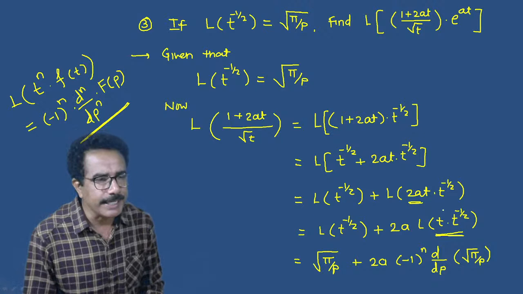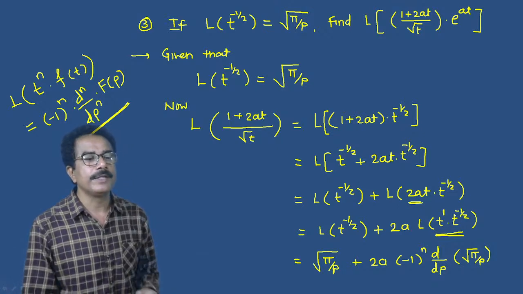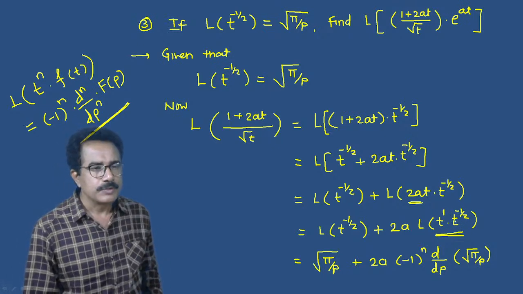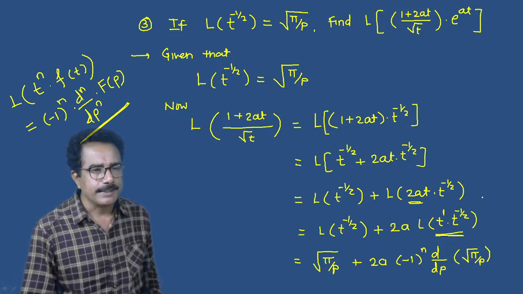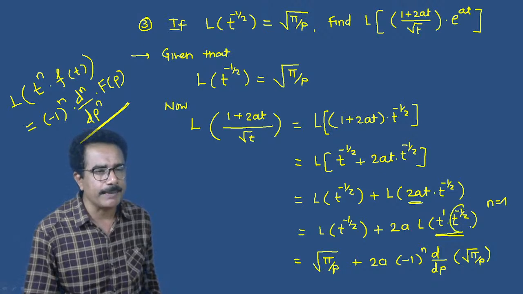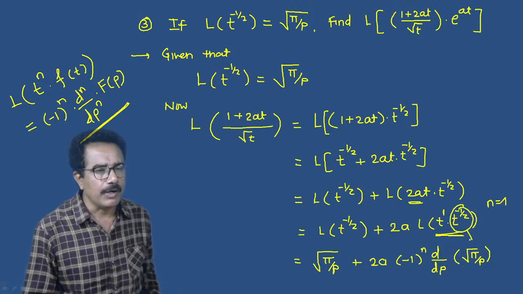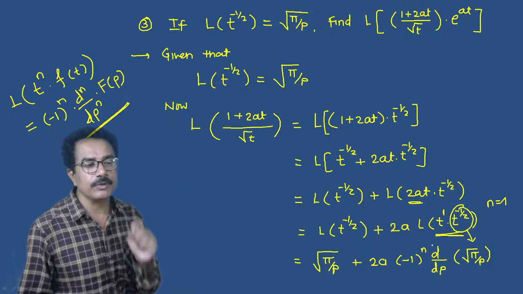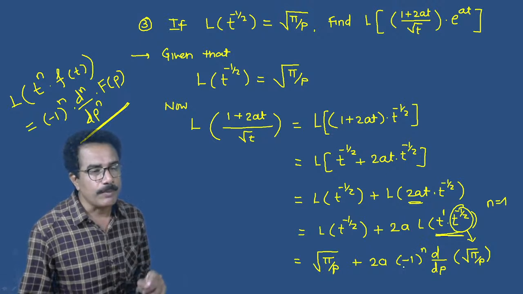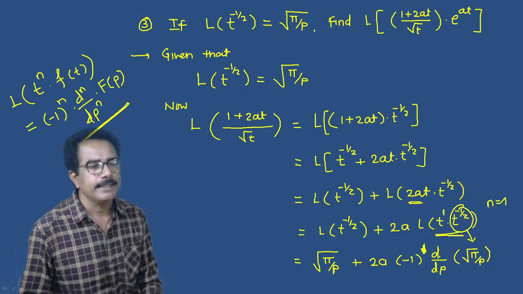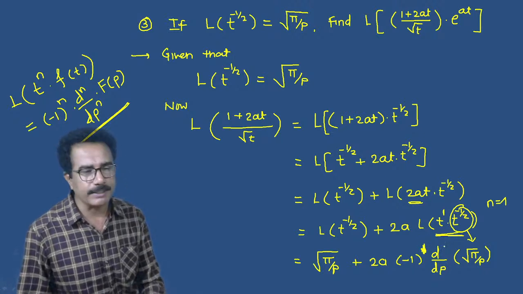So here we have t raised to 1 into f of t, where f of t is t raised to 1 by 2. So n is 1 in this case. And f of t is t raised to 1 by 2. Its Laplace transform is already given, root pi by p raised to 3 by 2. And the first order derivative, because n is 1 here, so minus 1 raised to n, in place of n we write 1, into the first order derivative.